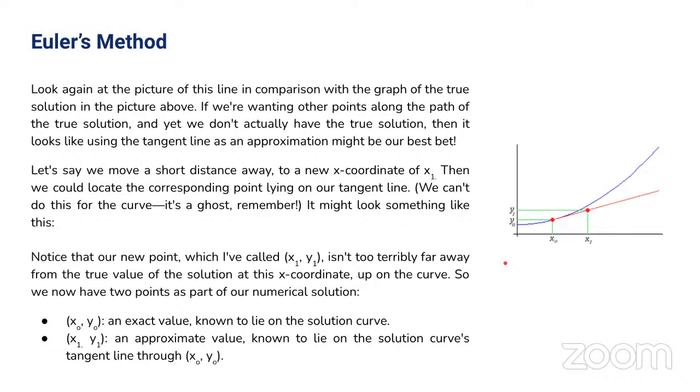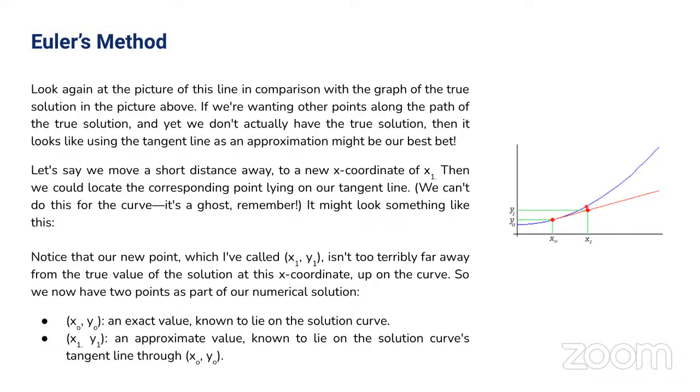Now let us assume we move a short distance away from our x naught, which is the initial value that we have been provided, to a point x1. We can then locate the corresponding value of our y1, which is here. And it's going to look like this. Now we'll still see that at point x naught, y naught, we are on the exact solution. But at point x1, y1, we have started our approximations and we are relatively close to what we need.